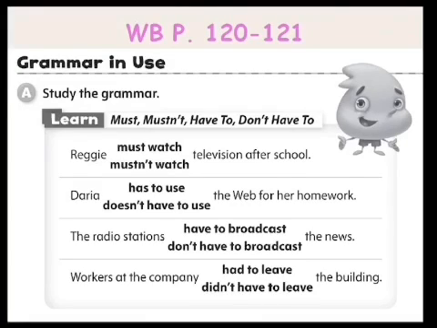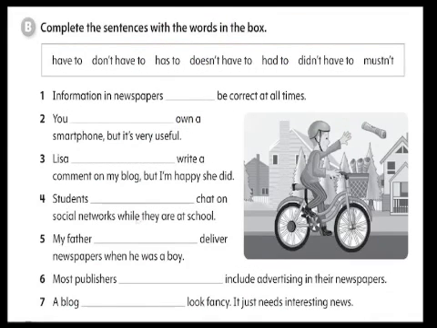Workers at the company had to leave the building. They needed to leave. Workers at the company didn't have to leave the building. They can stay, but they can also leave, and they choose. So you see the difference between must and mustn't, has to and doesn't have to, and the other forms. Now let's move to exercise B.